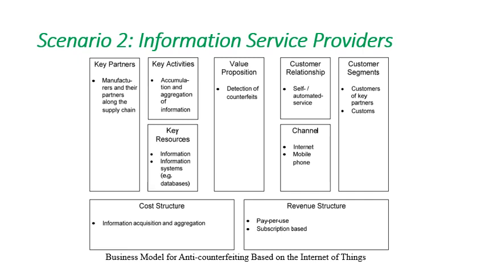So here, a number of onboard units will be there. Such onboard units will generate the data, and based on the data, we'll be accessing it through our consumers. Here the key partners are manufacturers and partners along with supply chains. The key activities are accumulation and aggregation of information. The key resources are information systems such as databases.